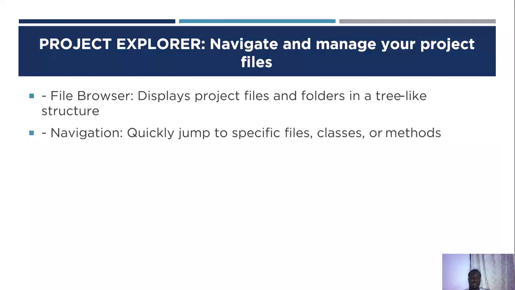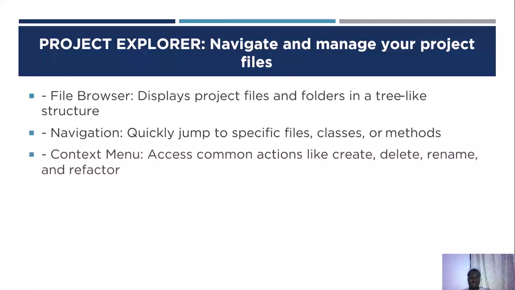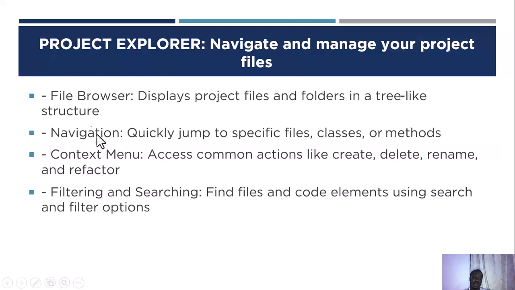Then we have context menu. The context menu helps you to create, delete, rename, and refactor your files and other things in the coding. Then we have filtering and searching. This one finds files and code elements using search and the filter option. So if you want to search for a code, you just use the search. It's just like using a normal search tab to search something through the computer or the internet.